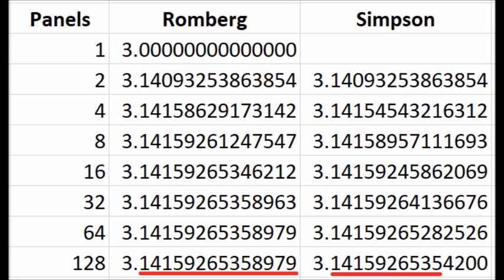Enough with circles for now. Can you think of any other functions we could numerically integrate to calculate pi? Mull that over for a while, and stay tuned for another lesson in which we will explore answers to that very question.